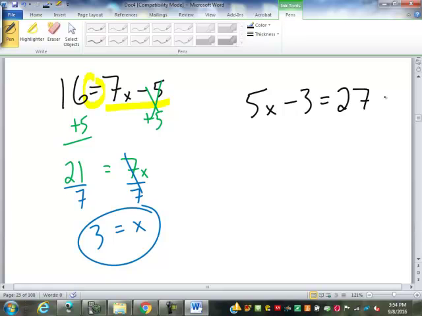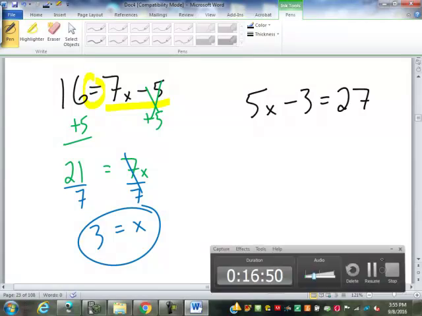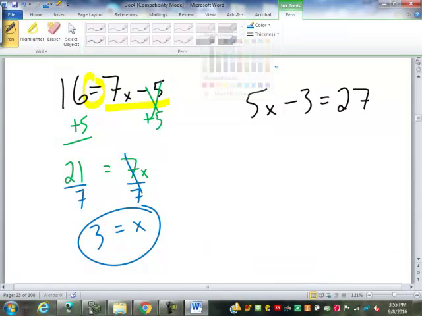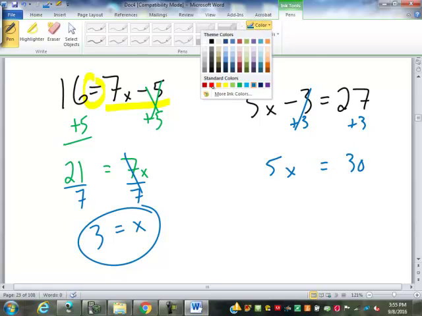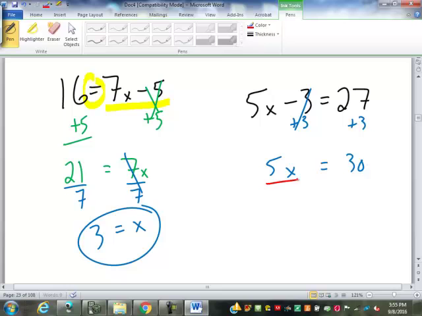In your notes, 5x minus 3 equals 27. Try to solve that quick. What's my first step? Add the 3, get rid of the minus 3. So 5x equals 30. And then divide by 5. X equals 6. How many of you had x equals 6? Good deal, almost a clean sweep. Perfect.